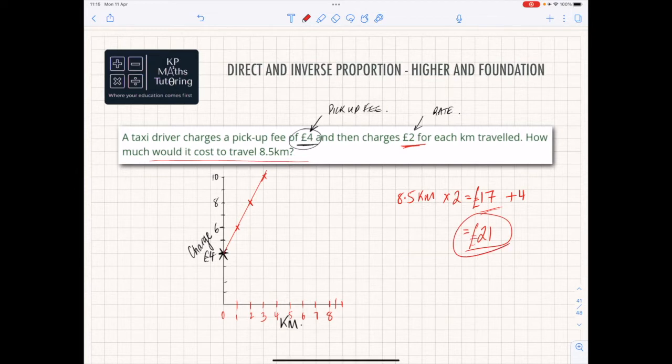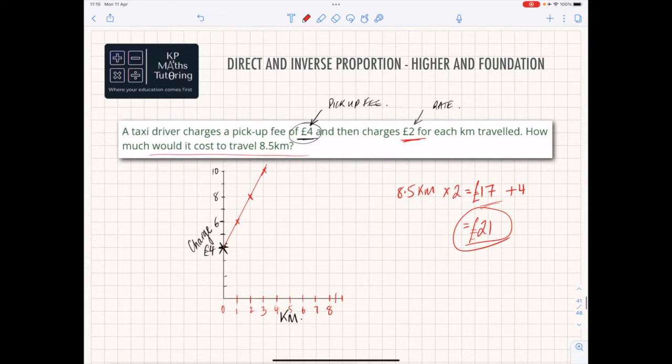So although this isn't direct proportion exactly, it is an example of a proportionality question. Direct proportion has to go through the origin. Direct proportion has to start at 0, and this graph doesn't. You don't need to use the graph to answer this question, but it can kind of help you just to visualize and see what's happening. So that's an example where we can look at graphs with direct proportion.